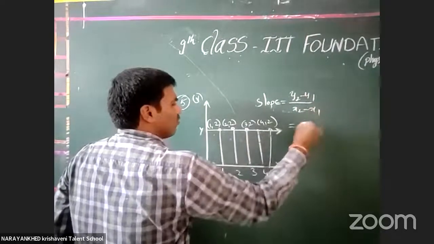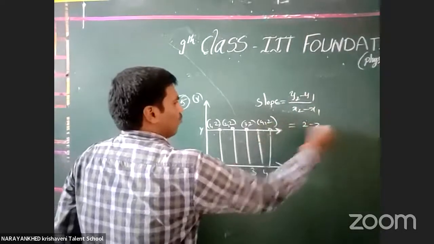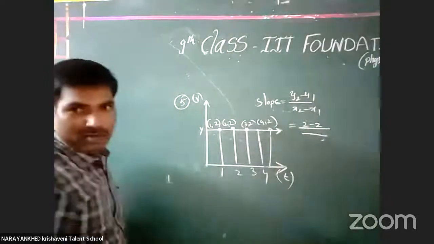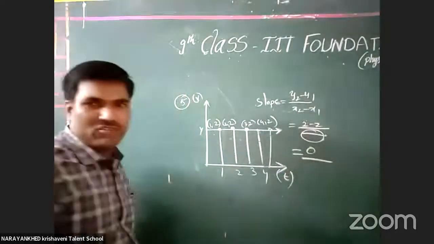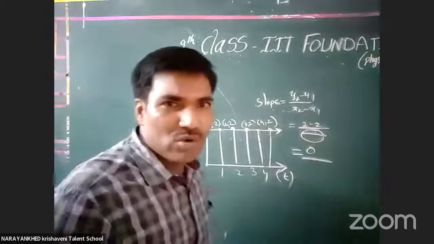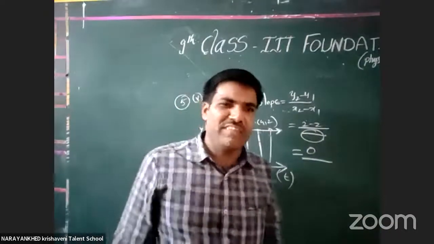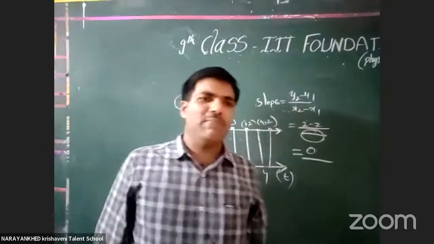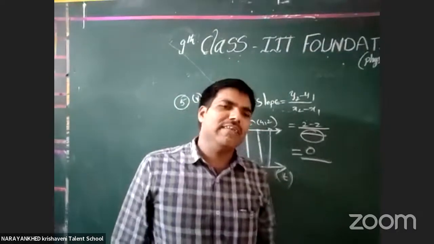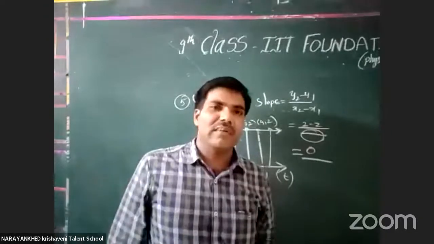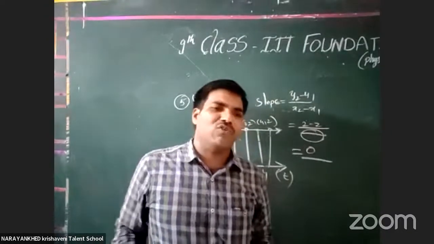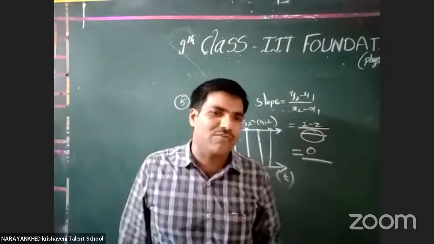Then it becomes 2 minus 2 by something; it is 0, or not? Whatever it may be, the numerator is 0, so the slope is 0. Everything is the correct answer only. A, B, C, D: 3, 4 things are correct only. That is a multi-answer type of question. In multi-answer type questions, more than one answer may be correct.